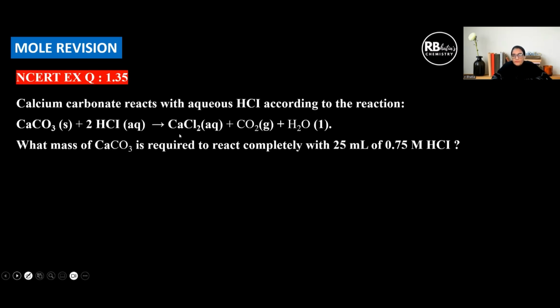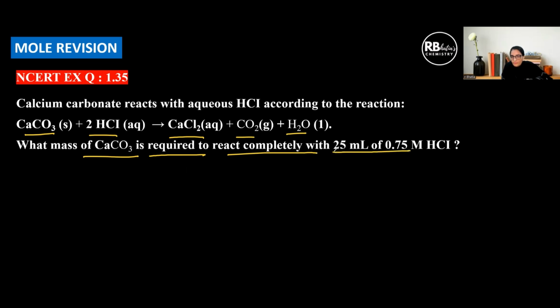Okay, now this is NCERT exercise question number 1.35. It says calcium carbonate reacts with HCl to give calcium chloride, carbon dioxide and water. What mass of calcium carbonate is required to react completely with 25 ml of 0.75 molar HCl? Right? So what are you going to do here?